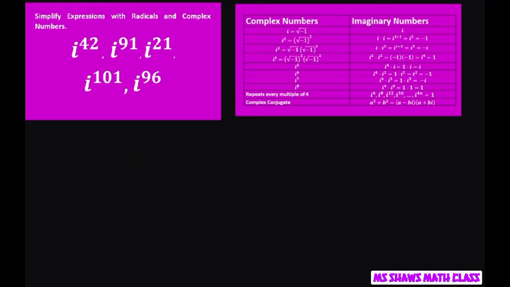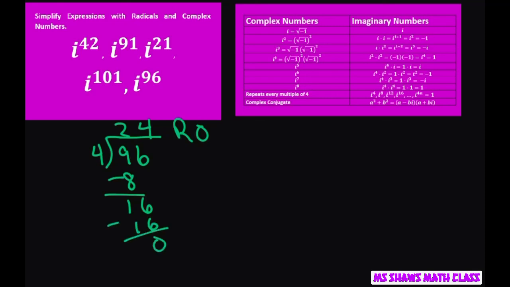Same thing with this one. We have i to the 100th times i. So 100 is divisible by 4, so that's 1 times i equals i. And let's see about the last one. Let's go 4 into 96. So it's going to be 2, 8, 16. And then we have 4 with the remainder is 0. So basically we just have i to the 96. It's divisible by 4. So that equals 1.